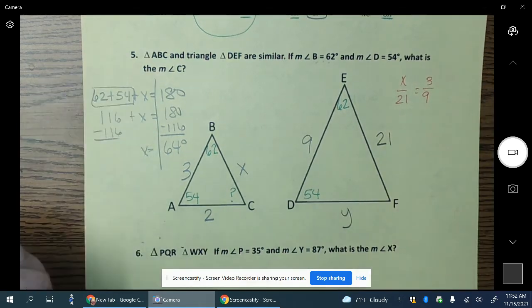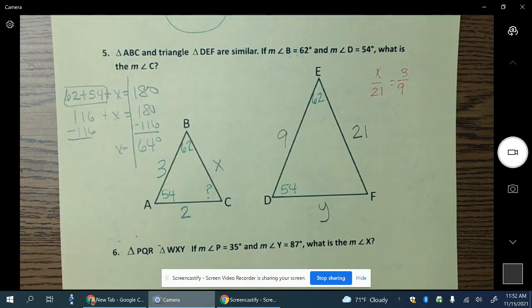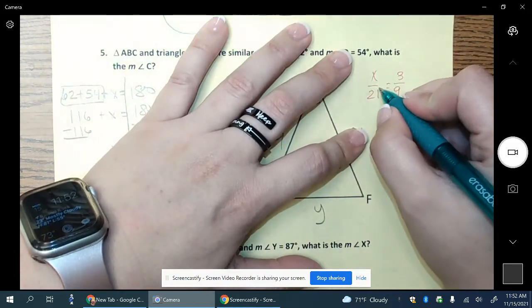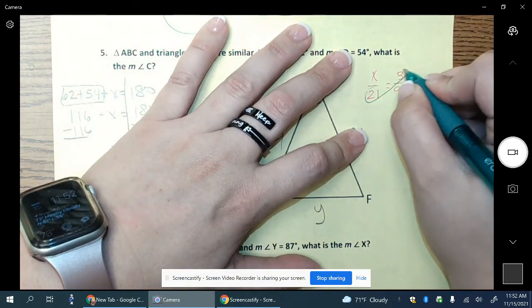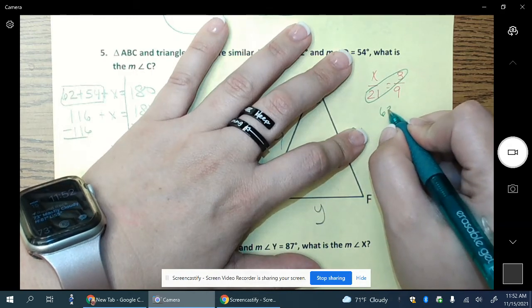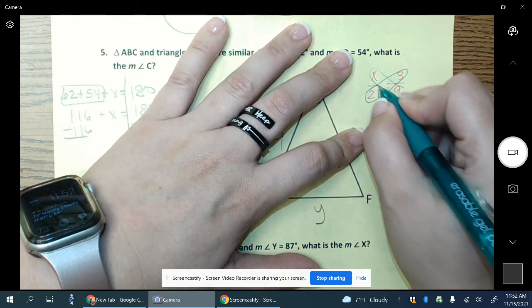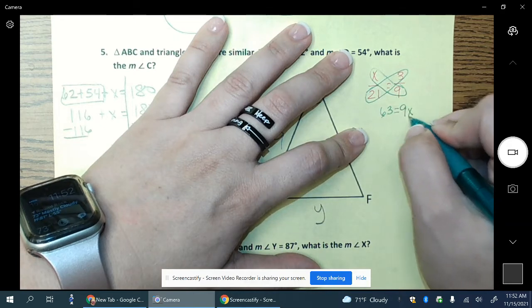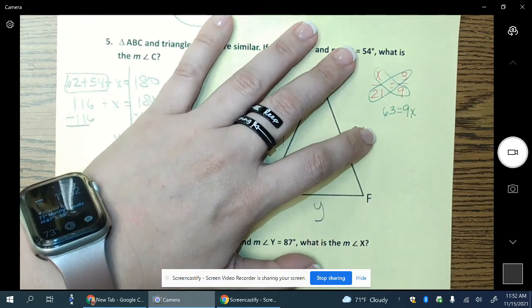And then we did so much of this in 7th grade. How do you solve this now from here? You cross multiply. 21 times 3 is? 63. This side is? 9x. How do I get x by itself?